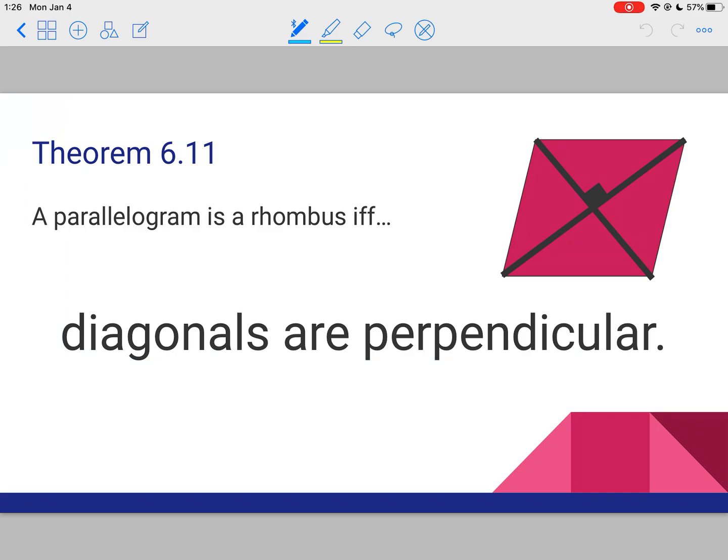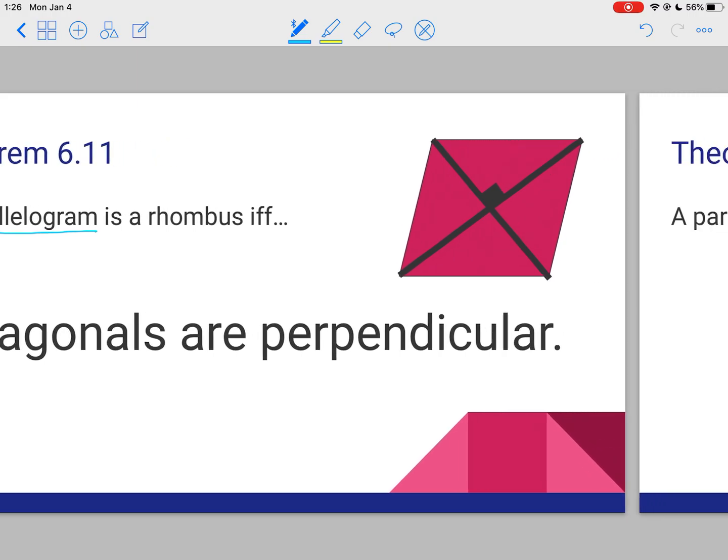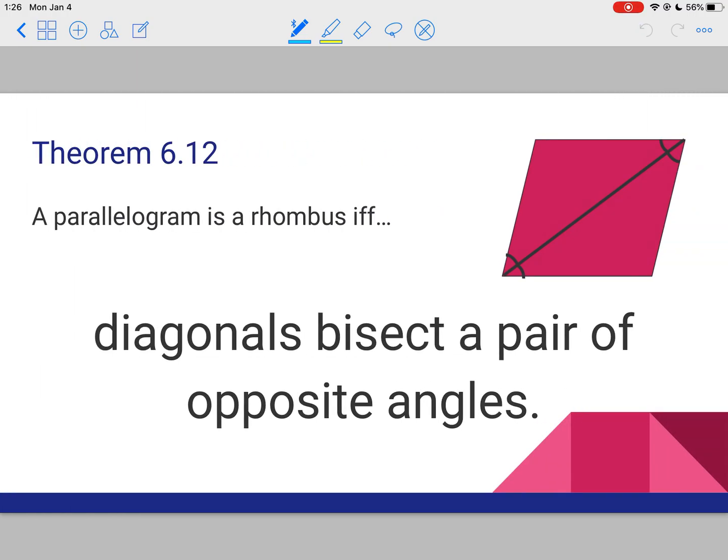Notice that it starts as a parallelogram, so it has to be a parallelogram in order to be a rhombus. A parallelogram is a rhombus if and only if the diagonals are perpendicular. So here we have diagonals going from each opposite vertex, and those meet at a right angle, making them perpendicular. So a parallelogram is a rhombus if and only if diagonals are perpendicular.